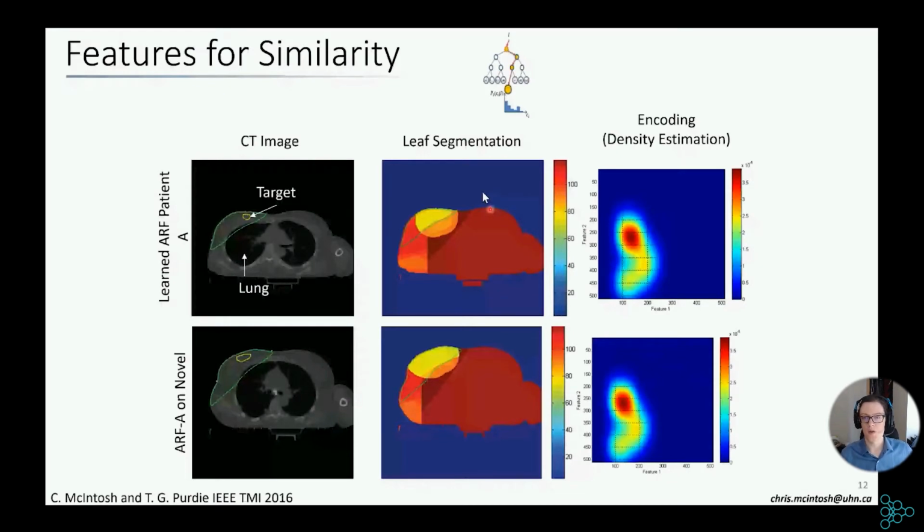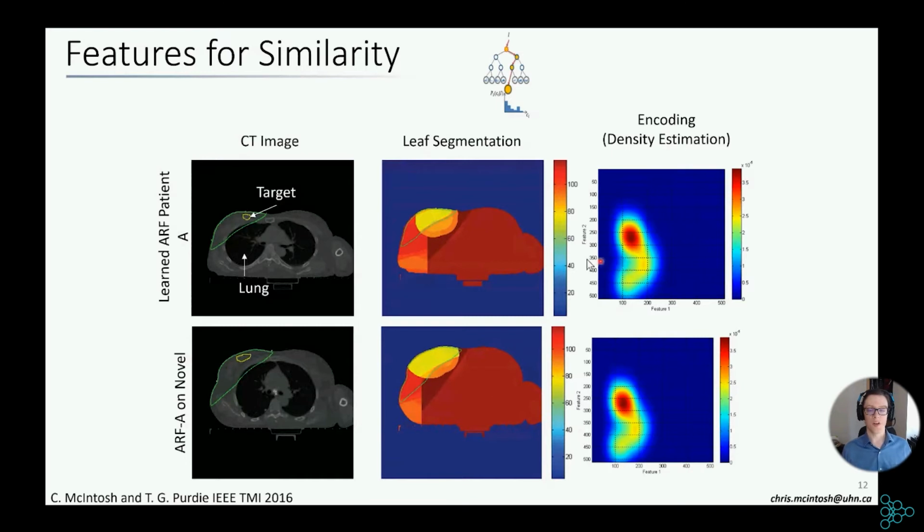Here, constant colors represent all of those voxels belonging to one singular leaf in the Atlas regression forest. So we can see that a very high resolution of detail is needed around the target because the dose distribution has to be very shaped there. Whereas all of this dark red, none of this receives any radiation in this particular breast case. And so all of it can be considered similar. On the far right, we see how the computer views this. This is a density estimation, so it's a probability of observing particular features given the actual image.